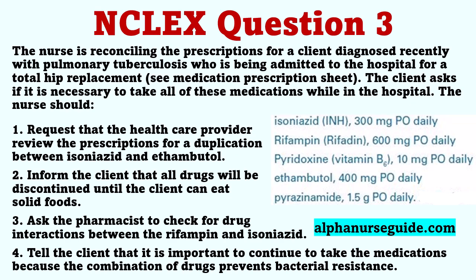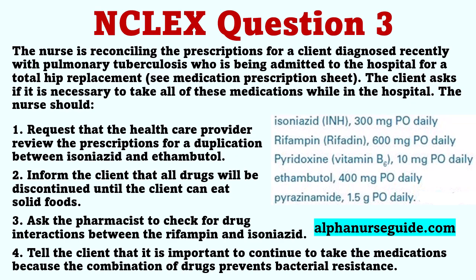The nurse is reconciling prescriptions for a client diagnosed recently with pulmonary tuberculosis who is being admitted to the hospital for a total hip replacement. The medication prescription sheet says isoniazid 300 mg PO daily, rifampin 600 mg PO daily, pyridoxine 10 mg PO daily, ethambutol 400 mg PO daily, and pyrazinamide 1.5 grams PO daily. The client asks if it is necessary to take all of these medications while in the hospital.